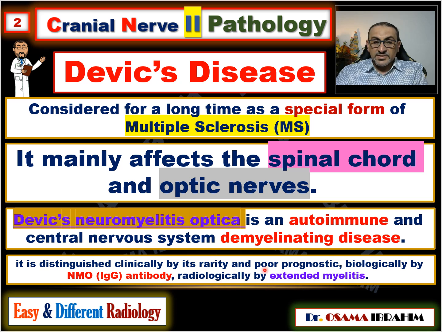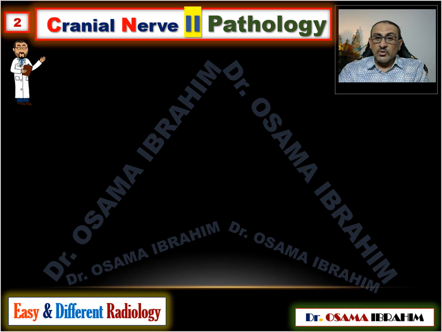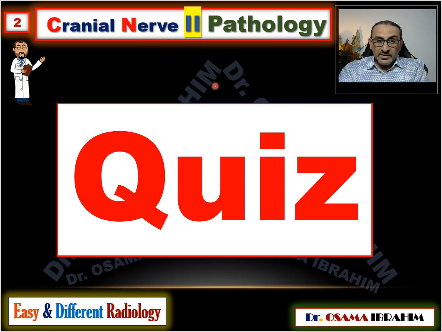Radiologically, also extended myelitis, as I mentioned, in the cord. This is one diagnostic feature for Devic disease. So when you face optic nerve lesions, you should also exclude Devic disease through examination of the cord for any abnormal signal. And now let's test our knowledge with little cases to differentiate the pathology of the optic nerve.